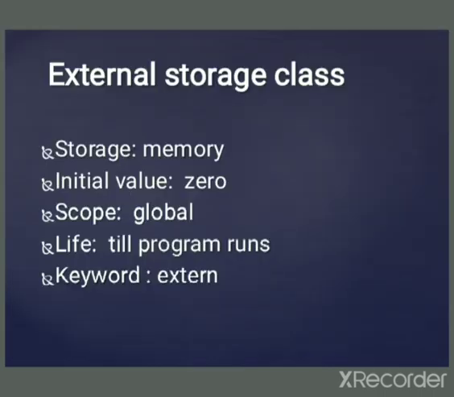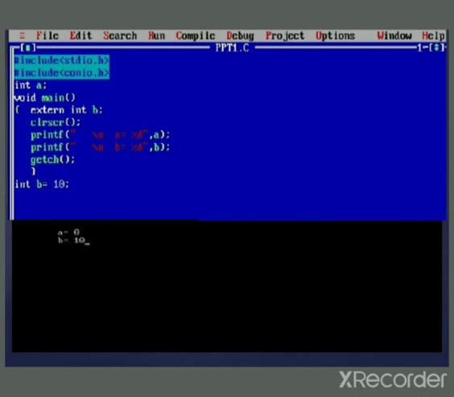Last, the external storage class. Storage is in memory. Initial value is 0. Scope is global. Life lasts until the program finishes running. The keyword used is extern. Let us see one example.